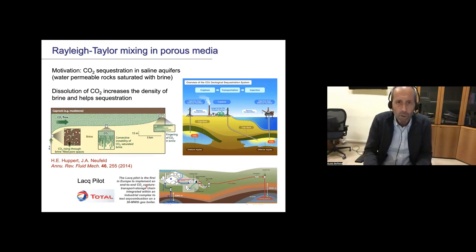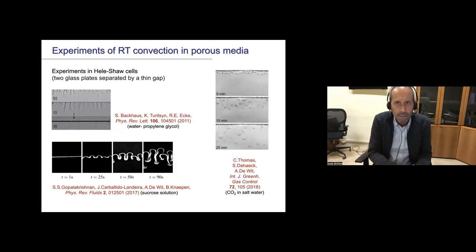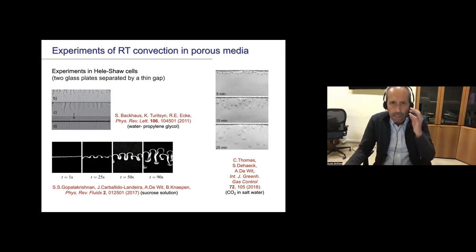For this reason, for the importance, there have been several experiments in the lab about Rayleigh-Taylor convection or similar convection in porous media. And here are three examples. This one is from the group of Andevit, and it's really carbon dioxide in salt water. But other experiments, like for example the one by Bobecki, use different liquids, for example, water with glycol or sugar also. So the main difference is that carbon dioxide is only partially miscible with water, while the other cases were fully miscible. But all the experiments are done in 2 dimensions because it's more practical to take images.